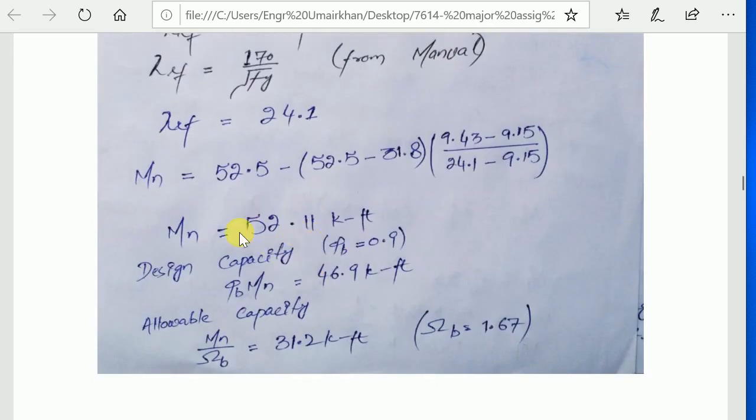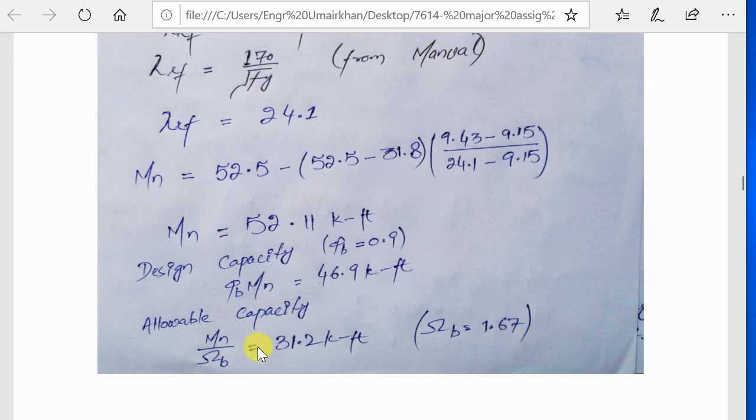And if you want the allowable capacity, that is the AISC method basically. Here in LRFD we have to multiply with the reduction factor, but in the AISC method we have to divide it by a factor of safety, and that factor is 1.67, then divided by 1.2, which is the design allowable capacity. This ends this example.